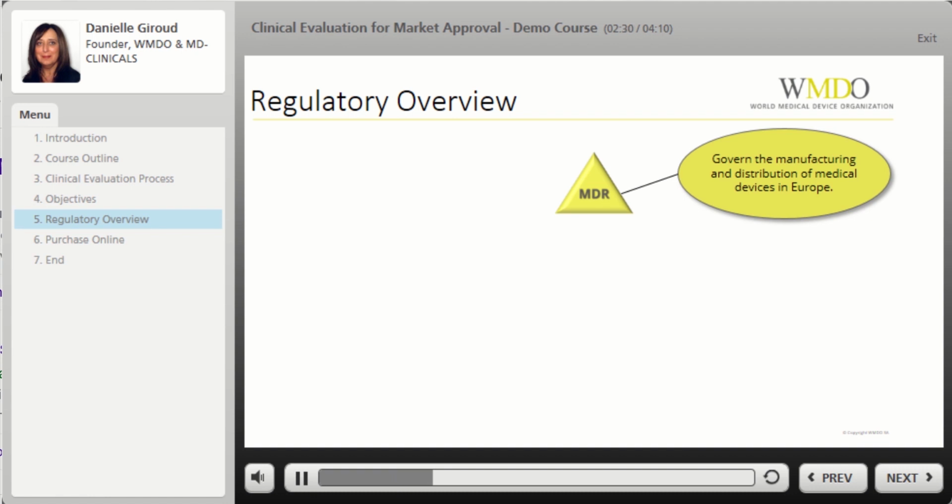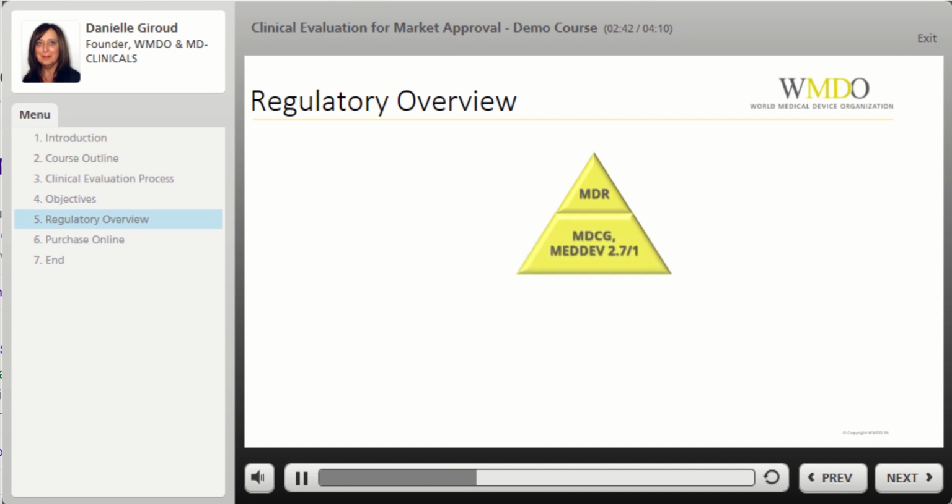MDCG guidance documents present a common understanding of how the MDR should be applied in practice, aiming at an effective and harmonized implementation of the legislation. MEDDEV 2.7/1 is a guide for manufacturers and notified bodies that covers the clinical evaluation process. European requirements for the clinical evaluations are outlined in MEDDEV 2.7/1, Revision 4. They will be reviewed in detail throughout the course as a basis to the MDR.